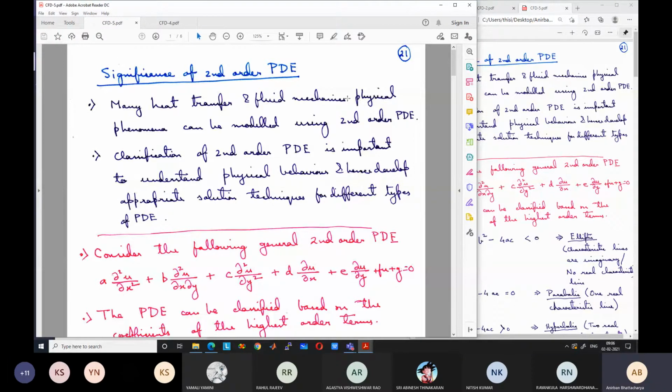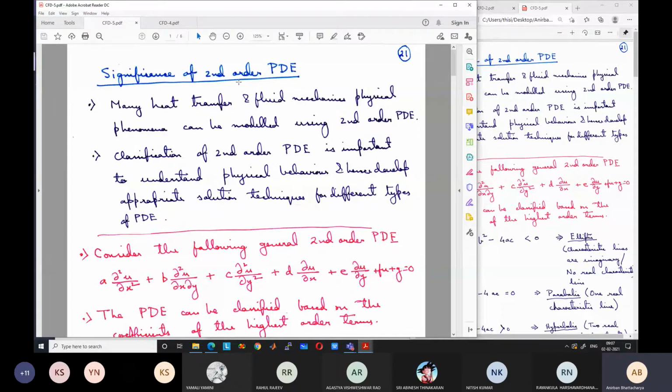So what is the significance of second order PDEs? As I have already mentioned, many heat transfer and fluid mechanics problems in real life can be modeled using second order PDEs. For example, any heat transfer problem, heat conduction with convection, then different types of fluid mechanics problems, any type of flow, turbulence, all this requires modeling using second order PDEs. Then it is also wave propagation.